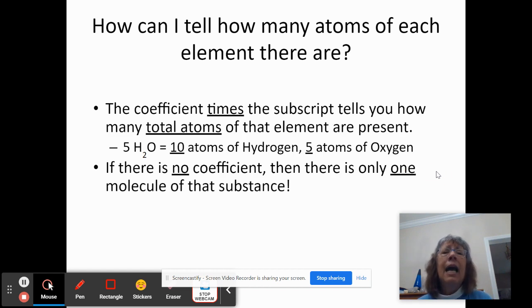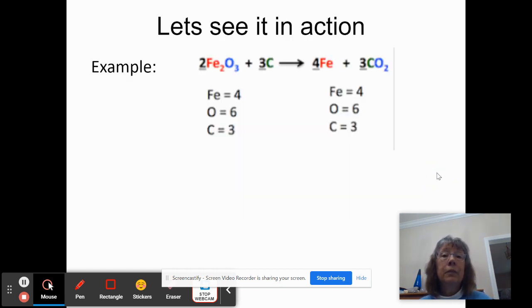How can I tell how many atoms of each element there are? Well, the coefficient times the subscript tells you how many total atoms of that element are present. For example, 5 H2Os, there are 10 atoms of hydrogen and 5 atoms of oxygen. Now, if there's no coefficient, then there's only 1 molecule of that substance. Let's see it in action.